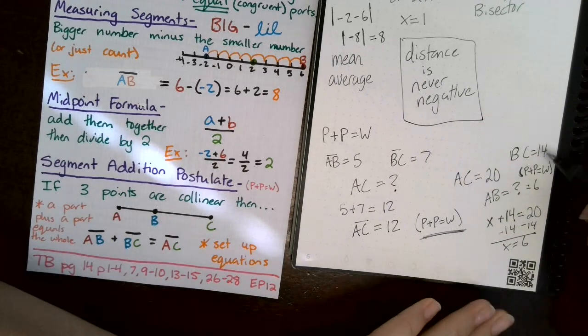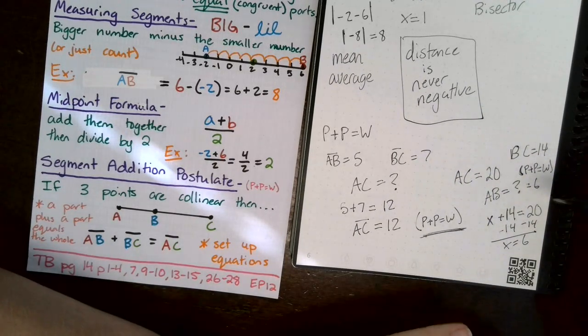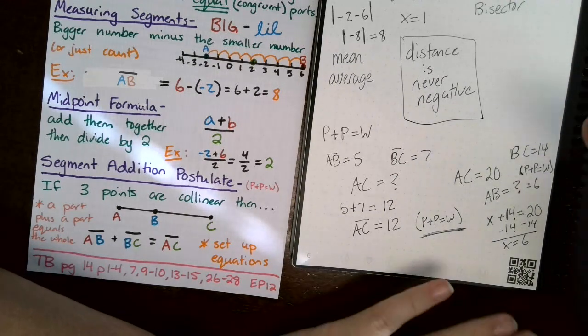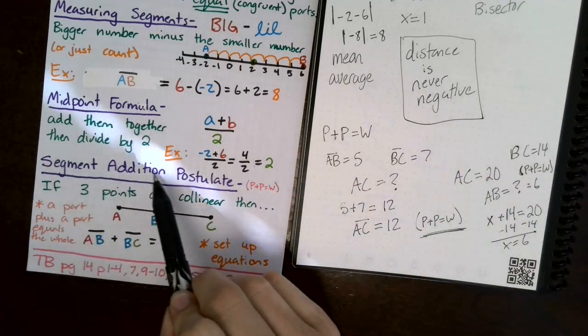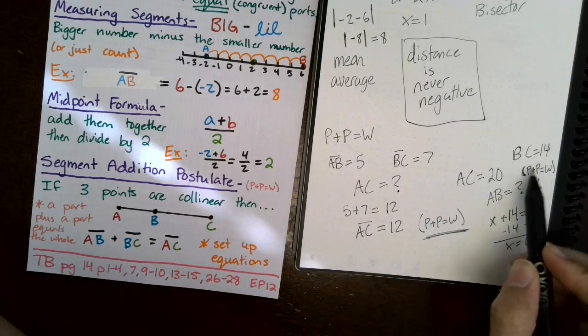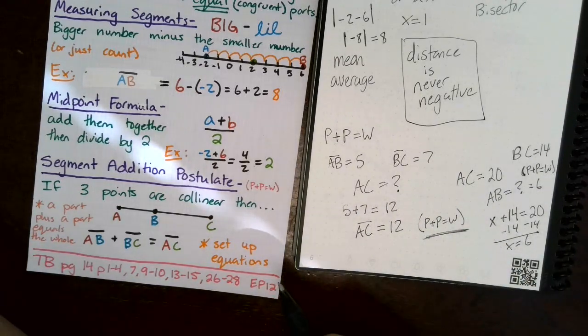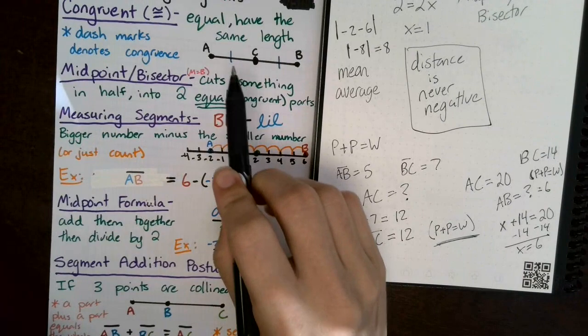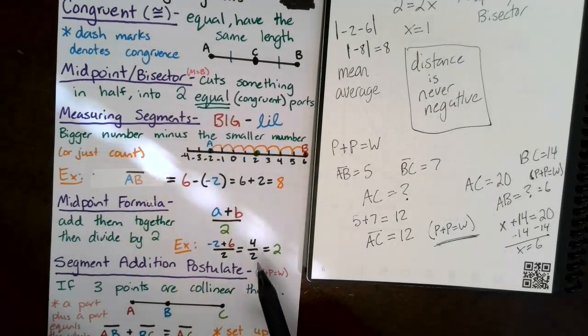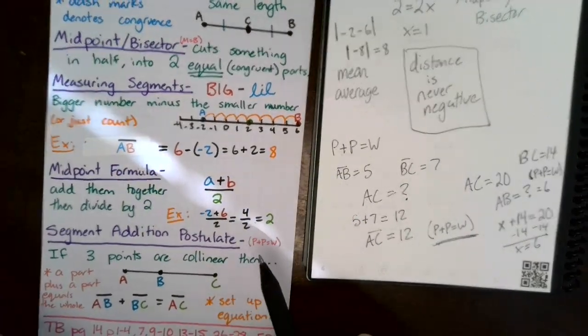On every single problem, you need to write what your reason is for solving your problem that way. I won't make you write out the whole segment addition postulate, but you have to at least write out this stuff in parentheses. Whether you're using midpoint, bisector, or segment addition postulate, you need to write it out.